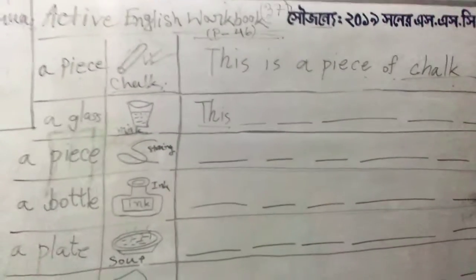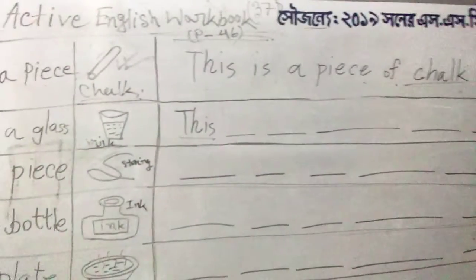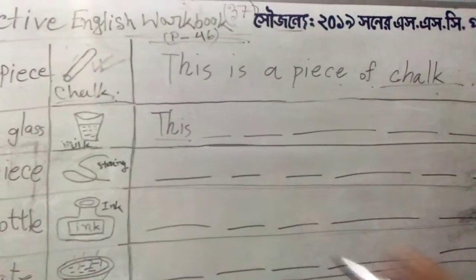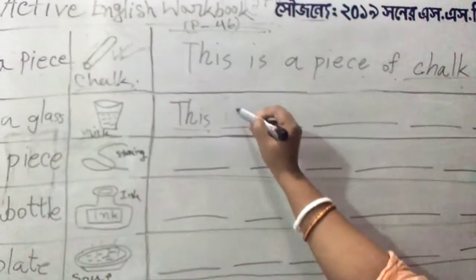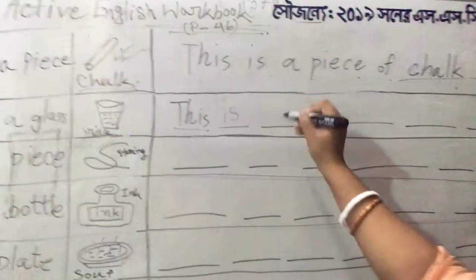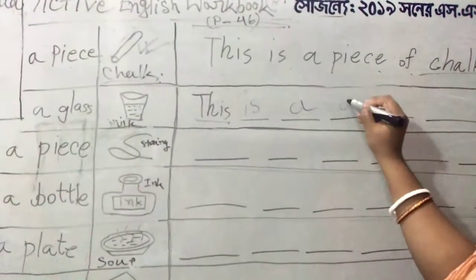So after this what will come? After this, of course, an auxiliary verb will come. So here the auxiliary verb will be what? Is. This is, then a what? It's a glass. So it's a glass.